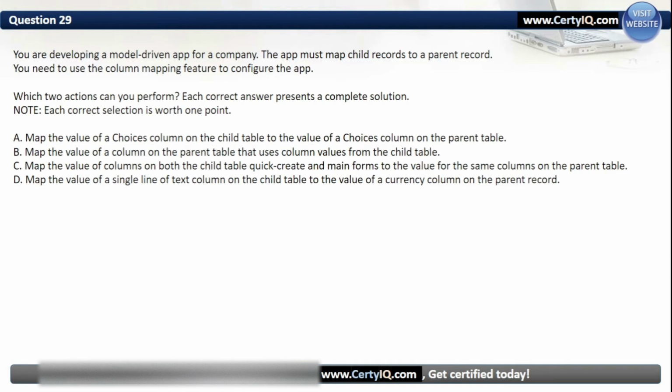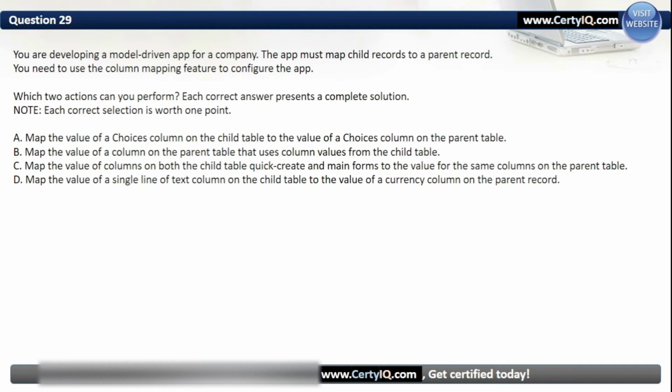Question 29. You are developing a model-driven app for a company. The app must map child records to a parent record. You need to use the column mapping feature to configure the app. Which two actions can you perform? Each correct answer presents a complete solution. Note, each correct selection is worth 1 point.